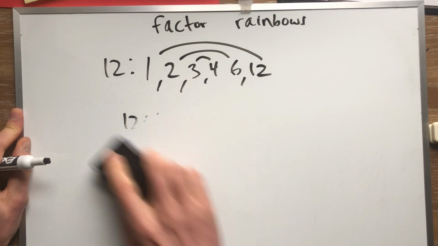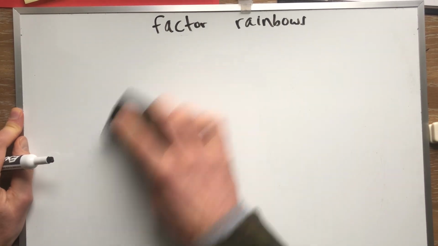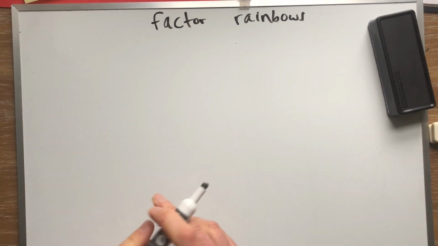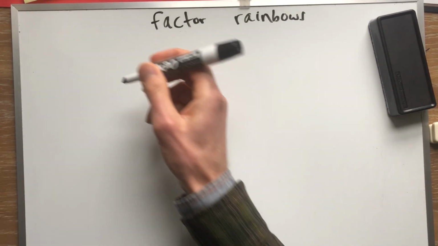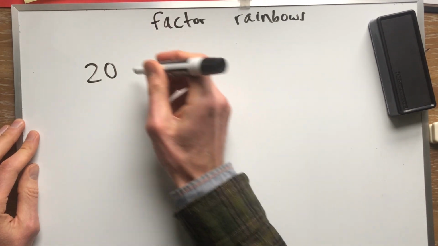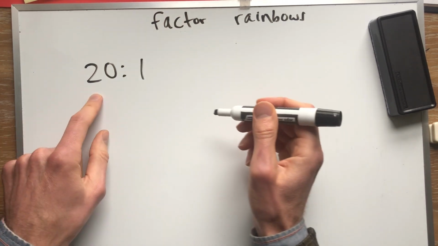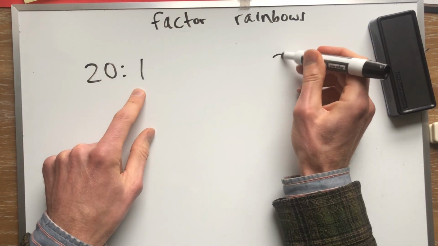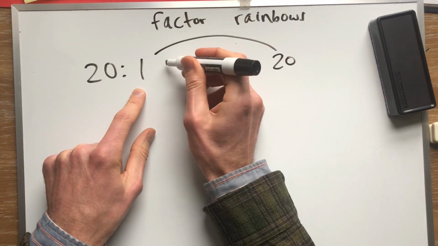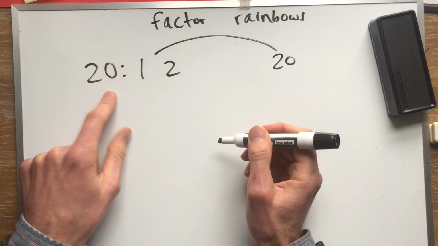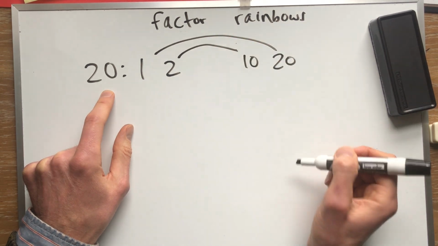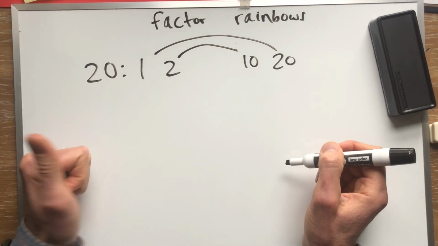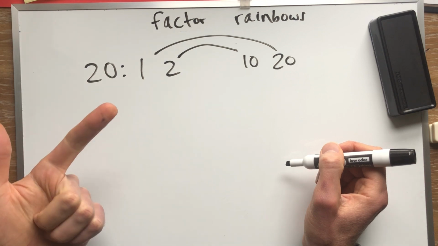Let's do one more just to make sure we're all on the same page. Let's do 20. Okay, so 1, always start with 1. 1 times 20 equals 20. 2, I know 2 goes in, it's even. 2 times 10 equals 20. 3 doesn't go in. 3, 6, 9, 12, 15, 18, 21.